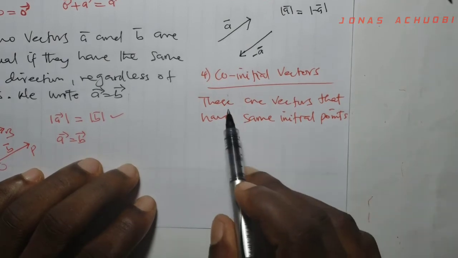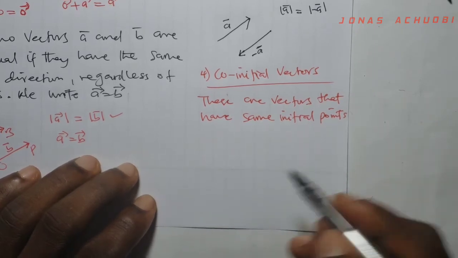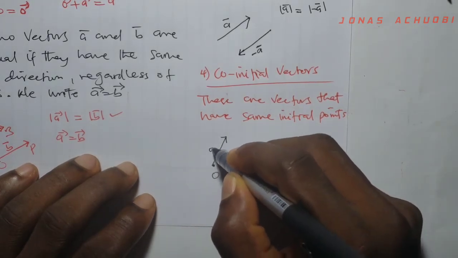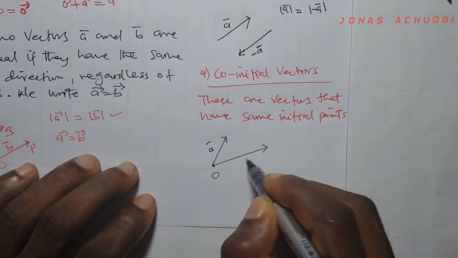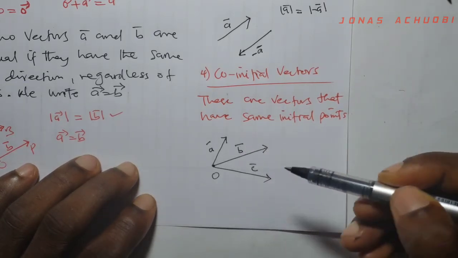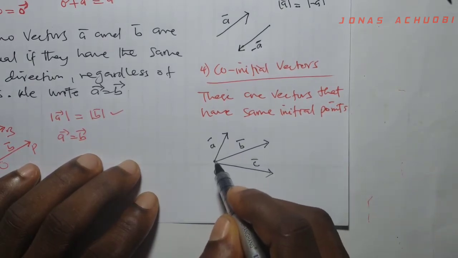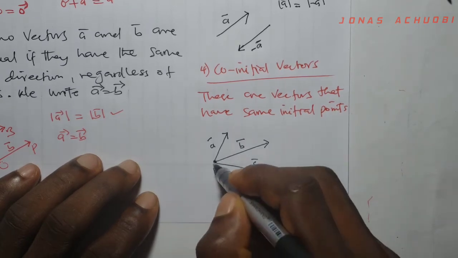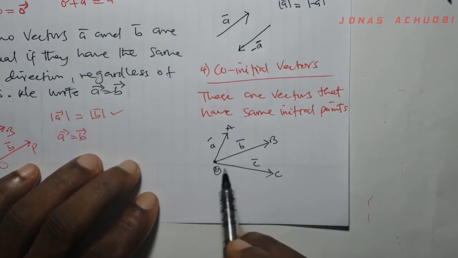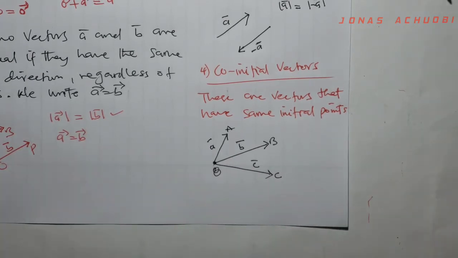Co-initial vectors. These are vectors that have same initial point, or these are vectors that have same starting point. Now if I have a point here, point O for example, and from this point I have a vector, say A. From the same point I have another vector, say B. I have another vector, say vector C. Then vectors A, B, and C are said to be co-initial vectors because the vectors A, B, and C all originate or all start from point what? Point O. So if I call this OA, call this OB, call this OC, what do you observe? You know that the starting point of vector A is O, that of vector B is O, and vector C is also O. So vectors A, B, and C are called co-initial vectors.